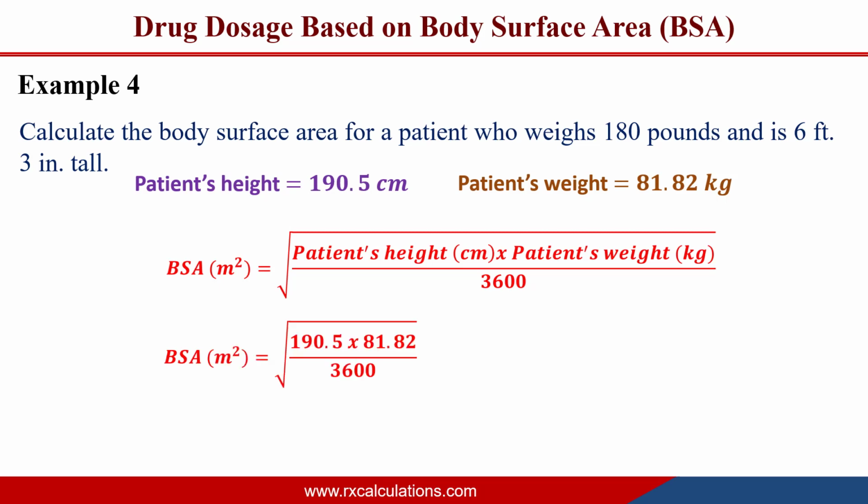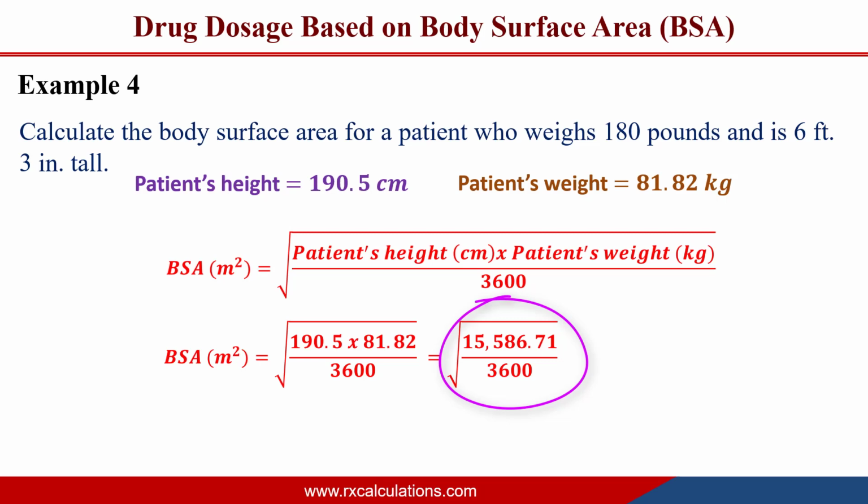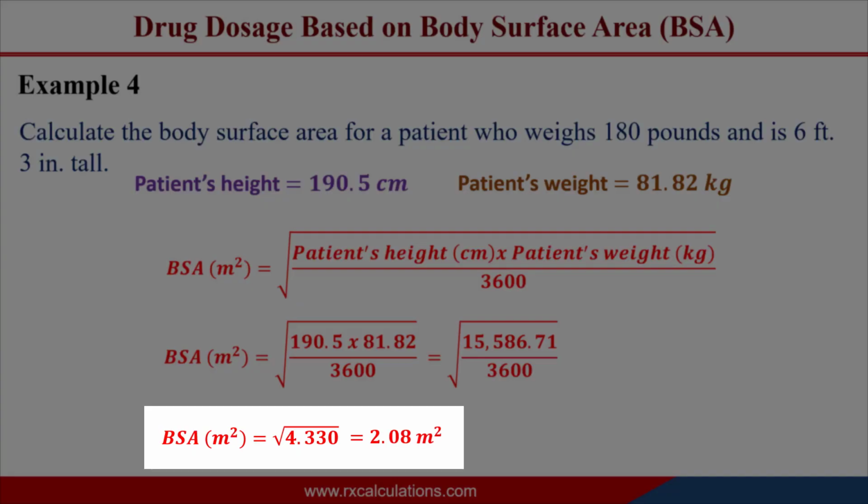So BSA in meters squared is equal to the square root of 190.5 times 81.82, which is the patient's weight in kilograms, divided by 3600. This should be equal to the square root of 15,586.71 divided by 3600, which implies that the BSA in meters squared is equal to the square root of 4.330, and that should be equal to 2.08 meters squared.